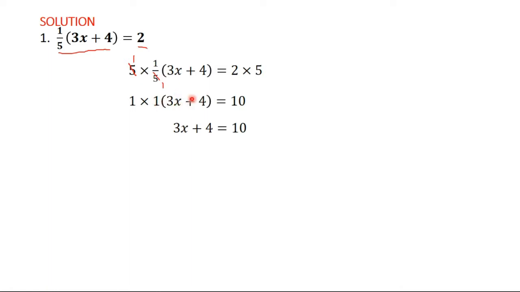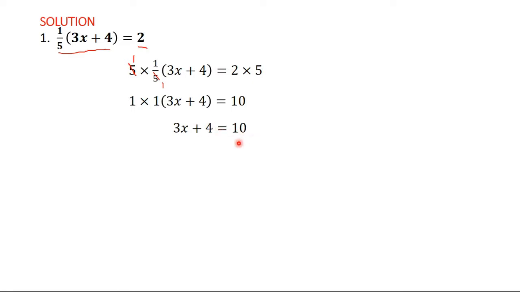1 times what is in the bracket will give us the same thing in the bracket, which is 3x plus 4. So I hope that is clear. So 1 times 1 here is 1. That 1 times what is in the bracket is the same thing. Any number times 1 is the same number. So 3x plus 4, all of it times 1, will give us 3x plus 4. So we are going to have 3x plus 4 is equal to 10.